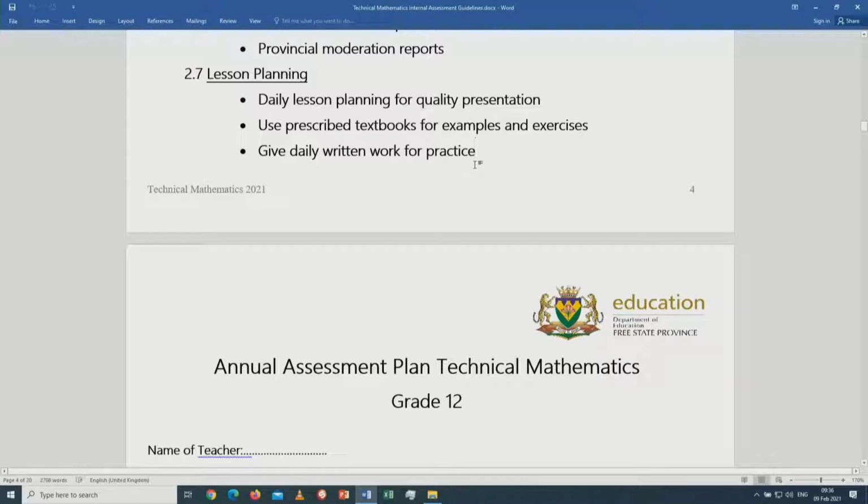Minimum, it means you can give more than that. Then it means it's 5 daily activities done in class. Homeworks are also part of it. Then it means if you include homeworks, you have 10 daily activities.